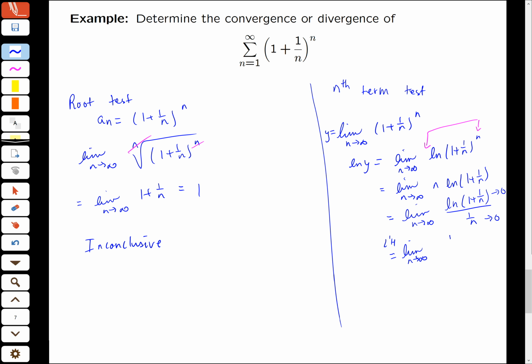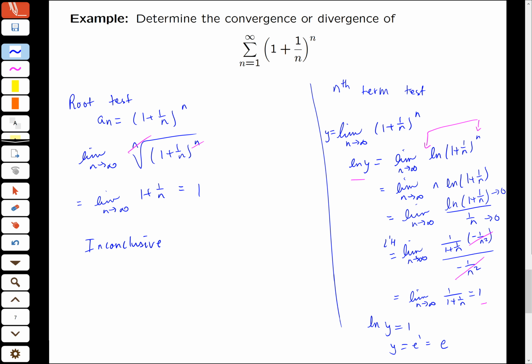So I get 1 over 1 plus 1 over n, derivative of the natural log, times the derivative of the inside, which is minus 1 over n squared. Derivative of the denominator is minus 1 over n squared. Does anything cancel? And so what do we get for our limit? Yeah, which equals 1. All of that is equal to the natural log of y. So we have natural log of y is equal to 1. Y then is equal to e to the 1, or e.